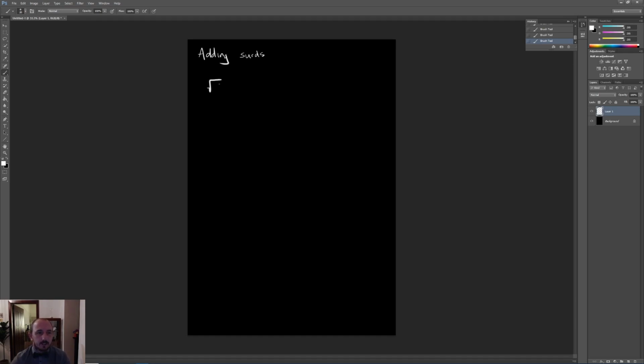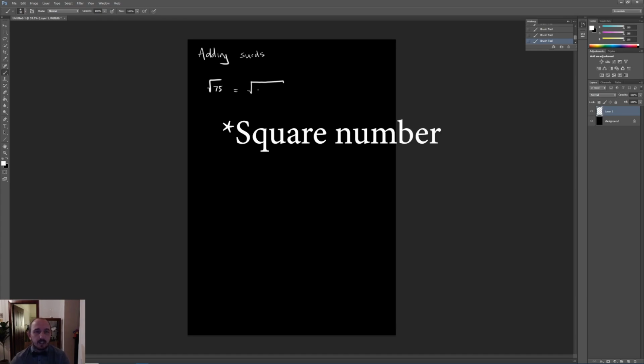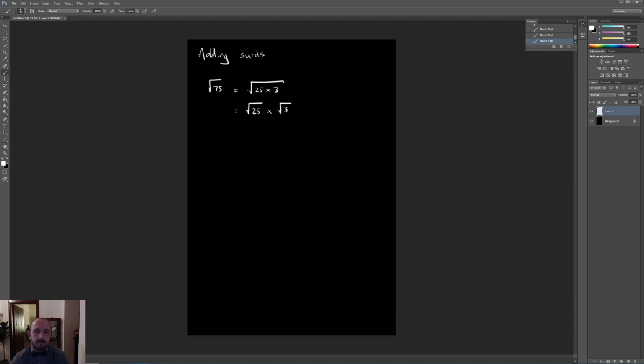If we have something like the square root of 75, we can represent that as the product of two roots underneath the square root sign. So we might try to think of the highest factor of 75 that happens to be a square number. So 75 is the same as 25 times 3. Once we've done that, we can separate those two things out. So root 25 times the square root of 3, like that. The square root of 25 is 5 times root 3, so we can shorten that to 5 lots of root 3.